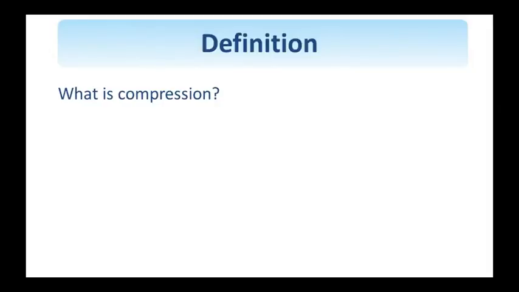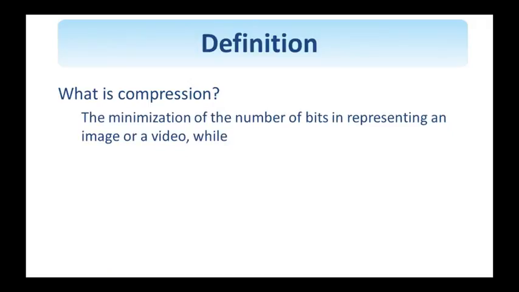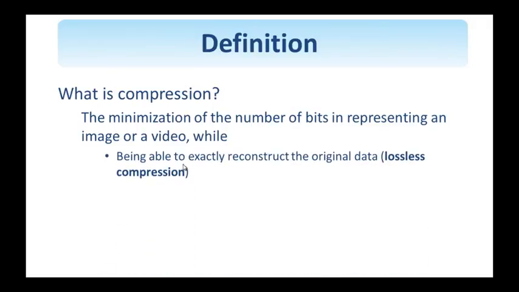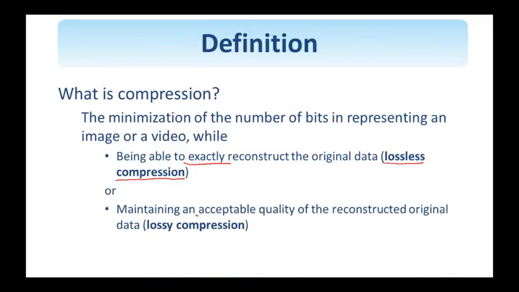Let us start this lecture by defining what is compression. Signal compression, also referred to as source compression or source coding, is the minimization of the number of bits in representing a digital signal, a digital image or video. The signals we're primarily interested in this class, while either being able to exactly reconstruct the original data, and this is referred to as lossless compression, or maintaining an acceptable quality of the reconstructed original data, and this is referred to as lossy compression.